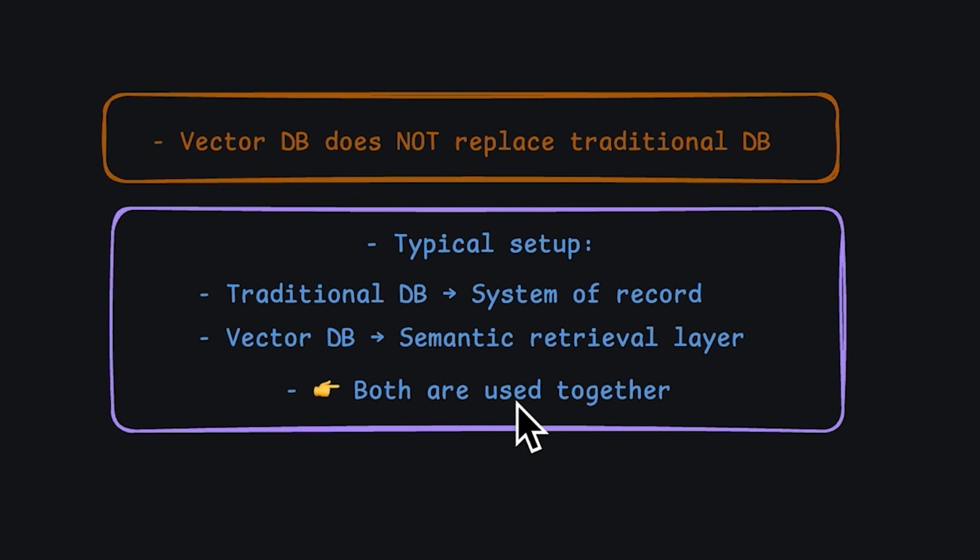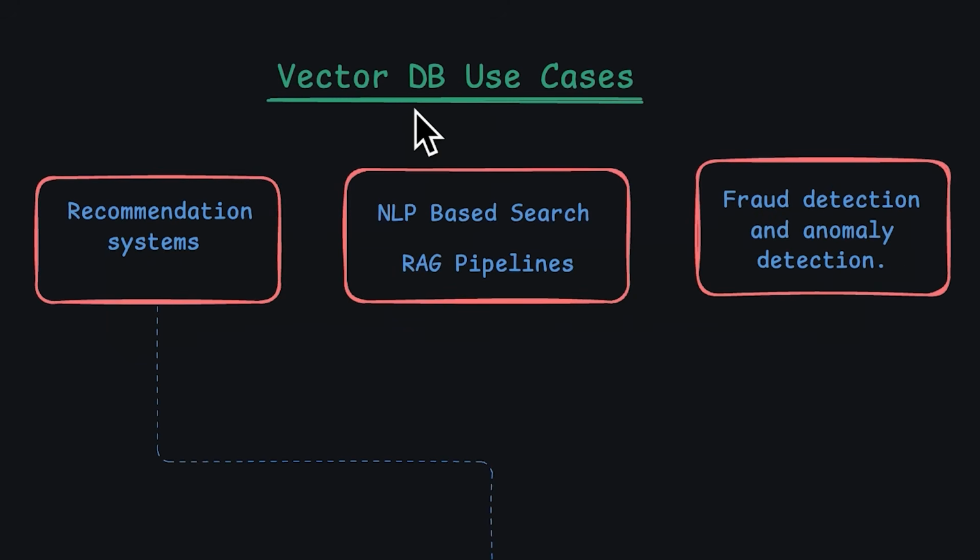So both are used together in many real-world applications today. Okay, now let's explore some vector DB use cases. Vector databases are heavily used in building recommendation systems. They are used in building NLP-based search, where you can search using your natural language. The same technique is also used in building RAG pipelines to give more context to the LLMs.